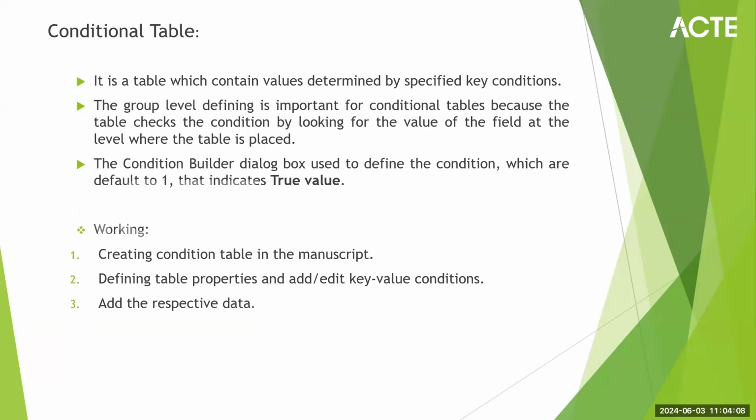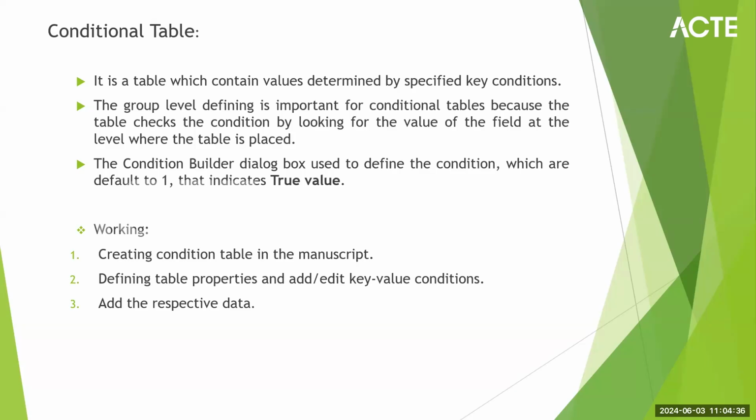Conditional table is another type. It is a table which contains values determined by a specified key condition. The group level definition is important for a conditional table, because the table checks the condition by looking for the value of the field at the level where the table is placed. The conditional builder dialog box is used to define the condition, which defaults to 1, indicating a true value.